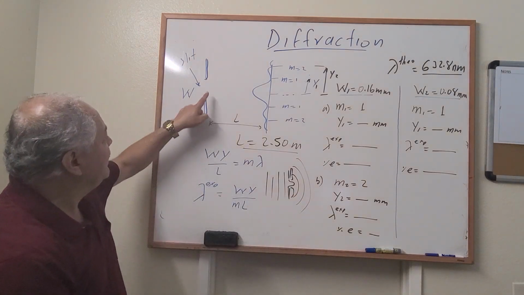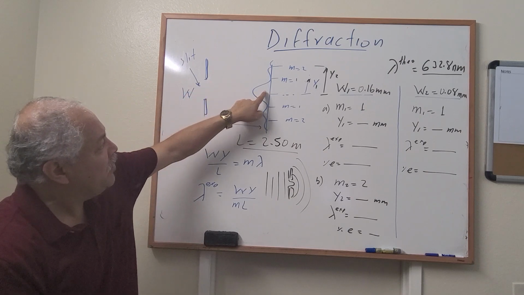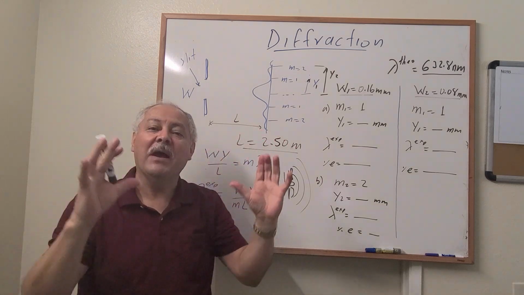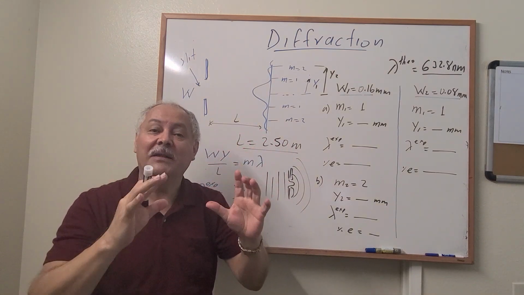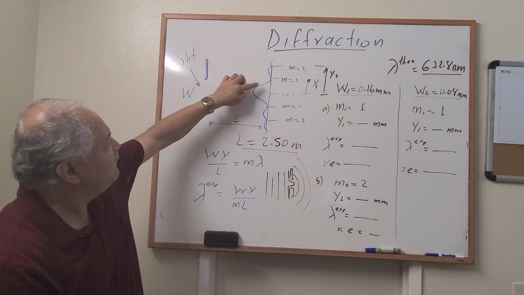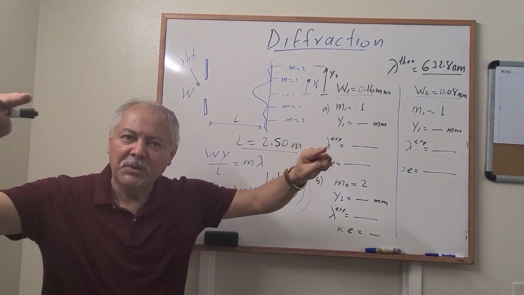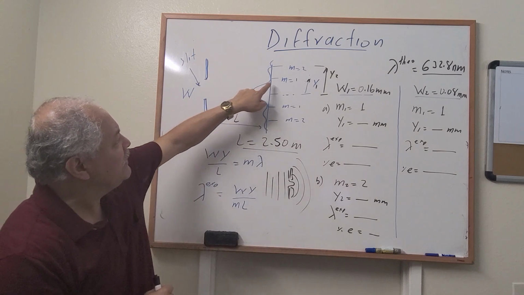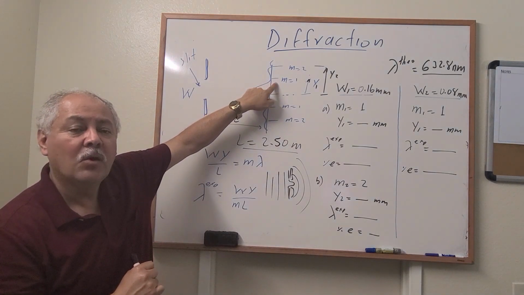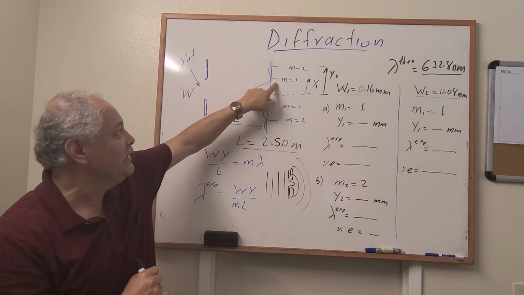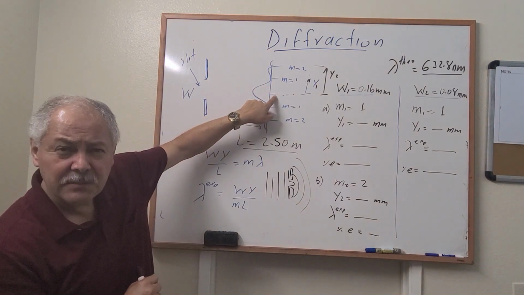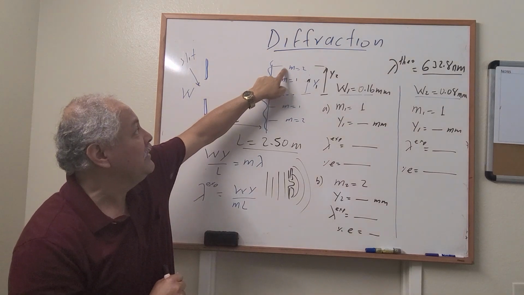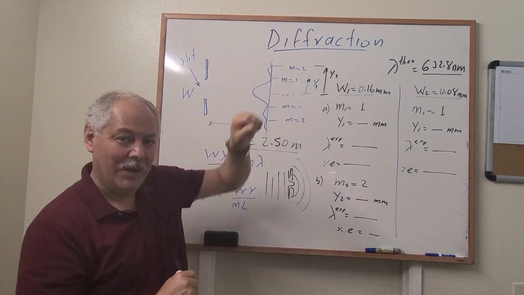When we have an opening like this one, the diffraction pattern looks like this. At the center, we have most of the light, the big central spot. After that, the intensity decreases smoothly away from the center. In this case, we take the dark fringes as a reference, so the center is zero. The first dark fringe is m equals one, the second one m equals two, and so on.